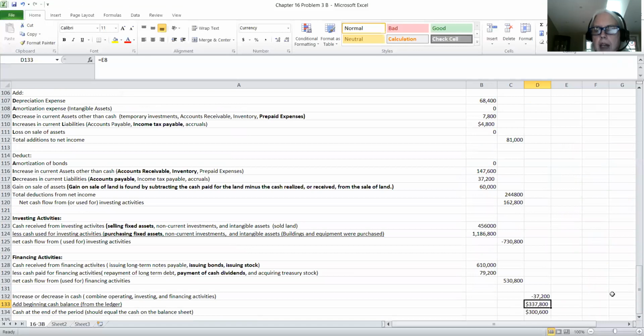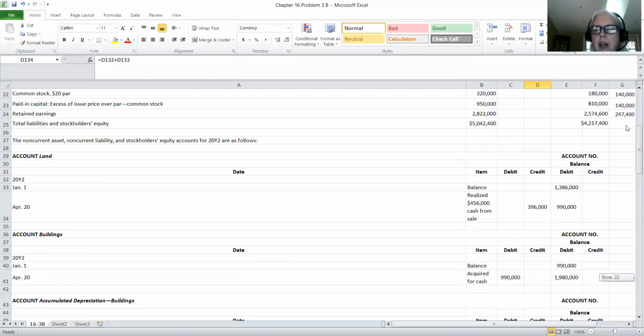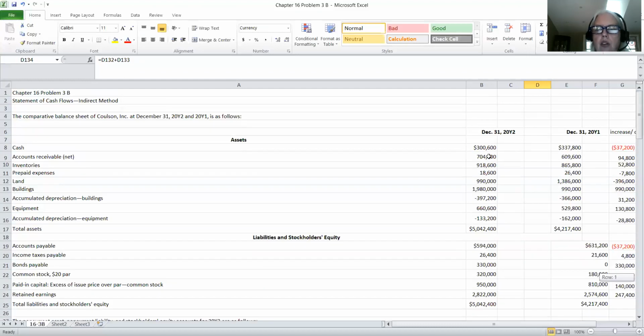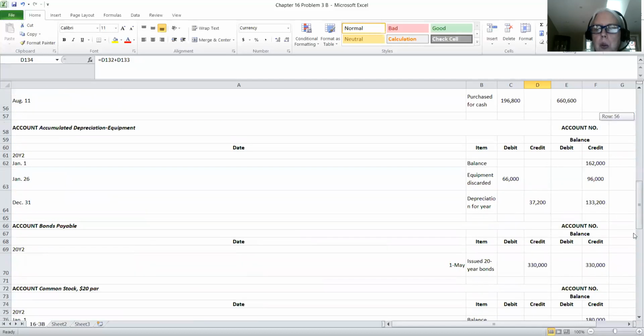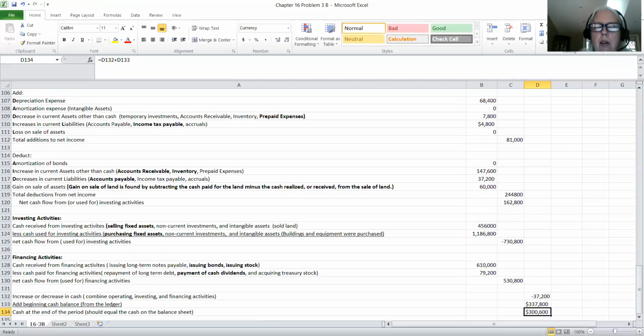Once you add the beginning balance to the decrease in cash for that period of time, the ending balance is $300,600. This balance will match up on your balance sheet. That's how you can tell that you've got it right. And so that's how you do the indirect method for accounting for cash flows. And that's all that we're going to cover in this particular chapter.